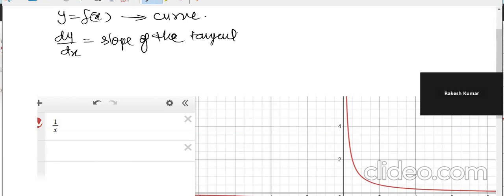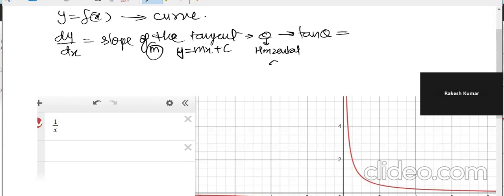tangent in terms of theta, and tan theta is the slope m. So y is equal to mx plus c. That's the same thing, m. That is the angle theta with the horizontal axis. Tan theta gives you the slope.